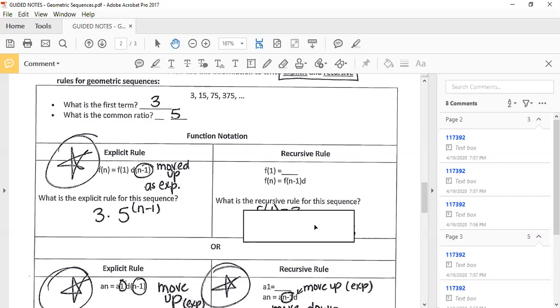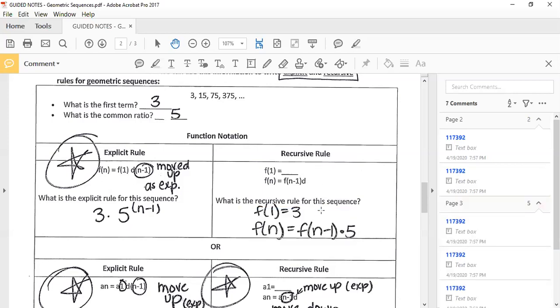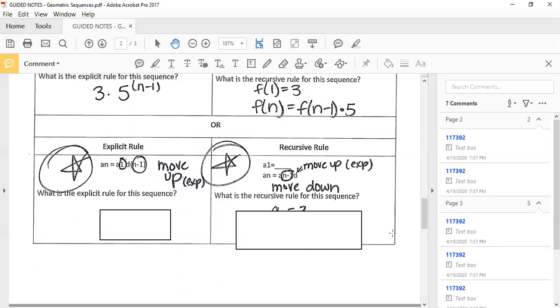Now, as a recursive rule, it's a little bit different. Again, f of 1 is 3. The way that we would write it is f of n minus 1 times d instead of doing plus d, okay? So to do the recursive rule, you have to have 2 lines of data here. You always write the first term, and then you would have your recursive rule after that, but you have to set the first term there, okay? This is very similar to what we did last time, right?